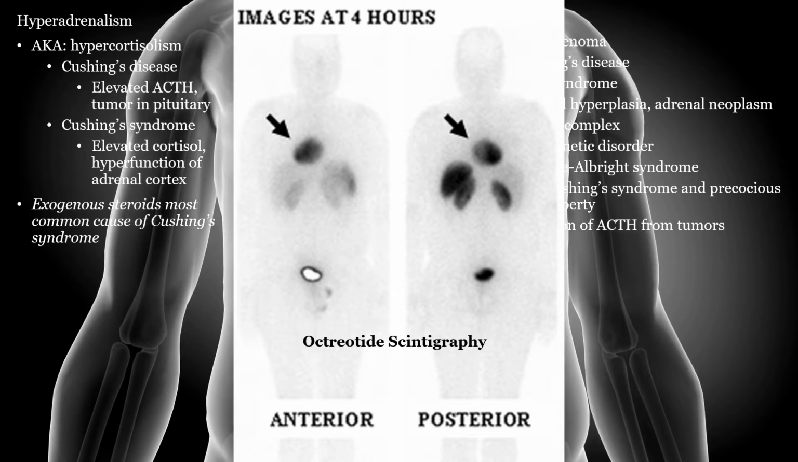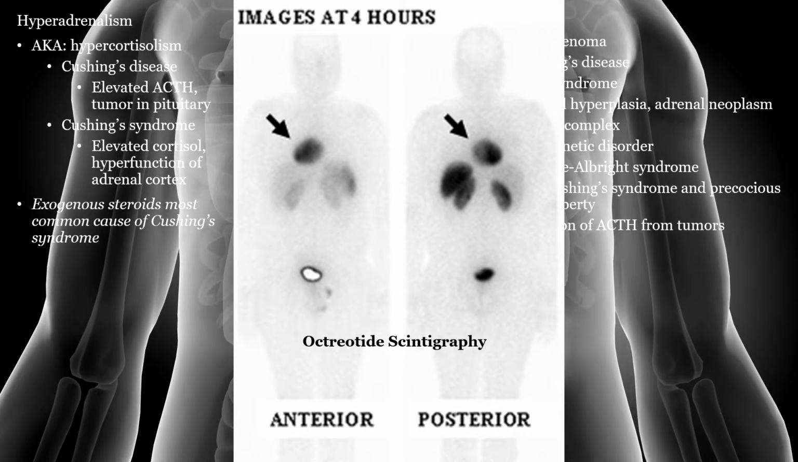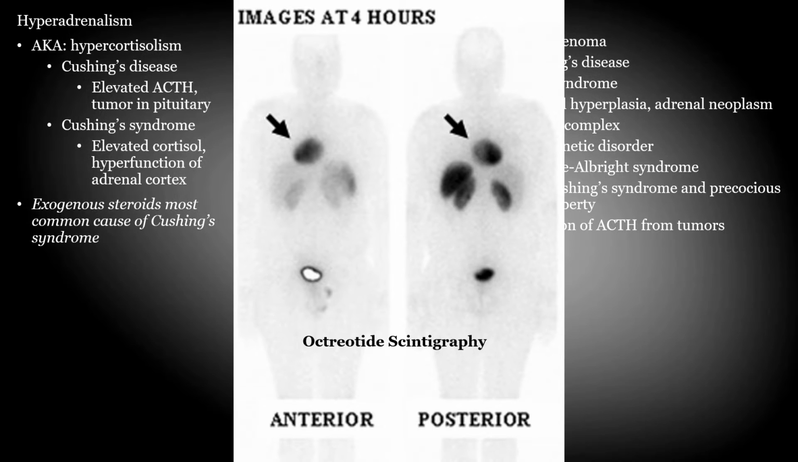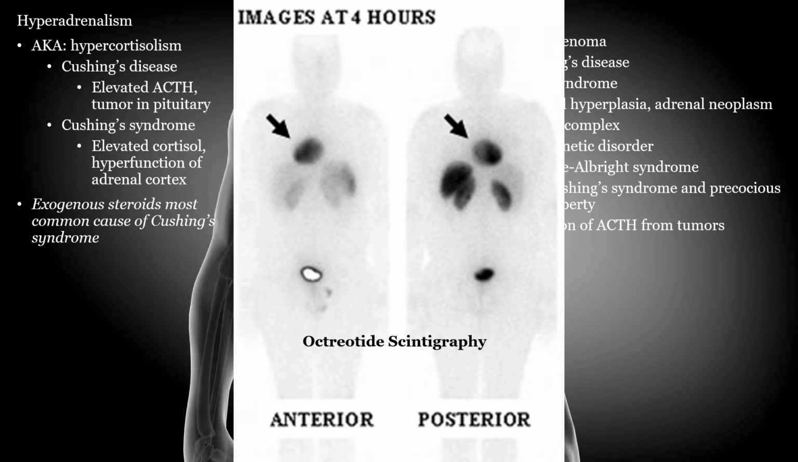ACTH can be made by certain cancers and tumors other than anterior pituitary tumors, and this can lead to hyperadrenalism or Cushing syndrome. See this image here of a small cell lung cancer, called a neuroendocrine tumor, that secretes ACTH.